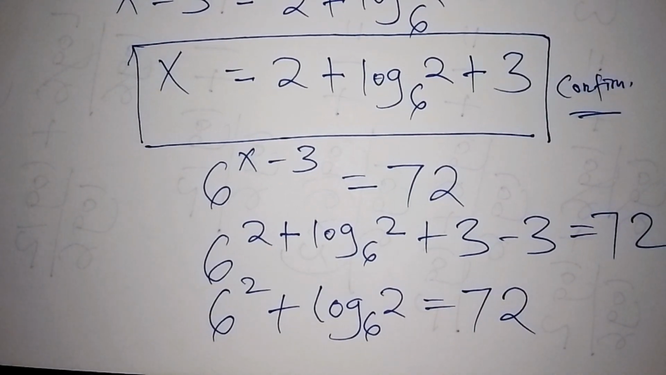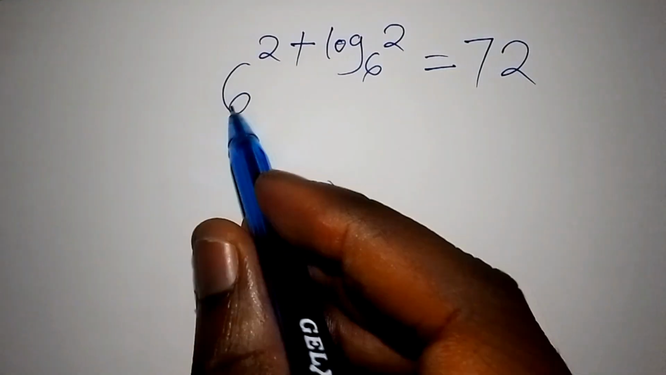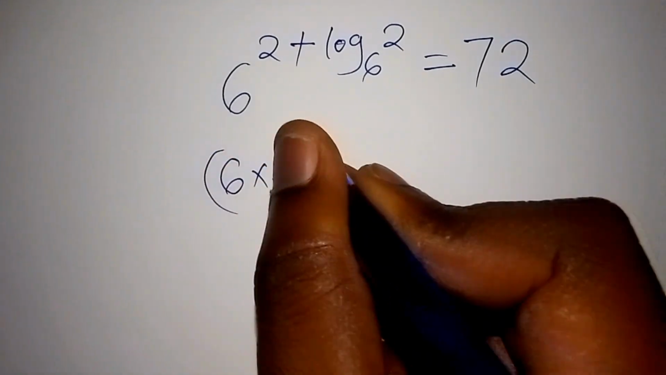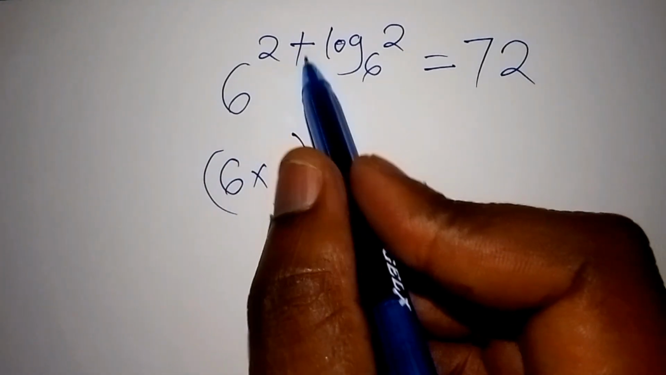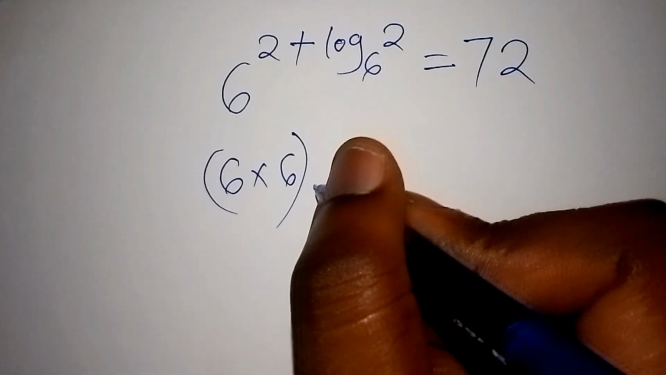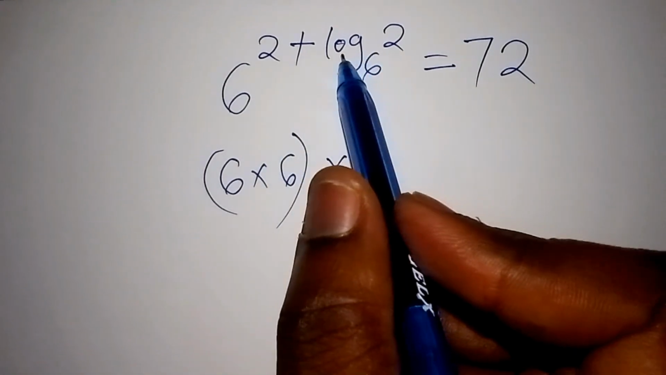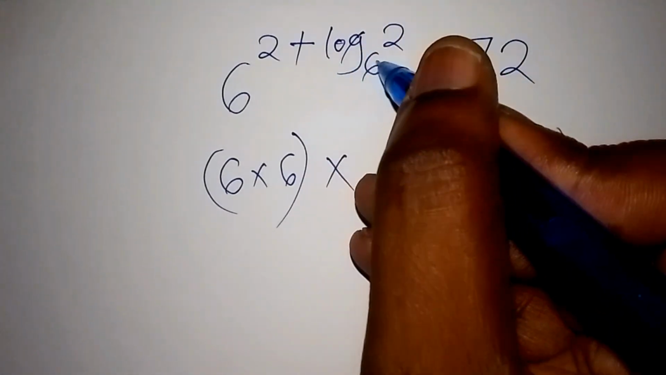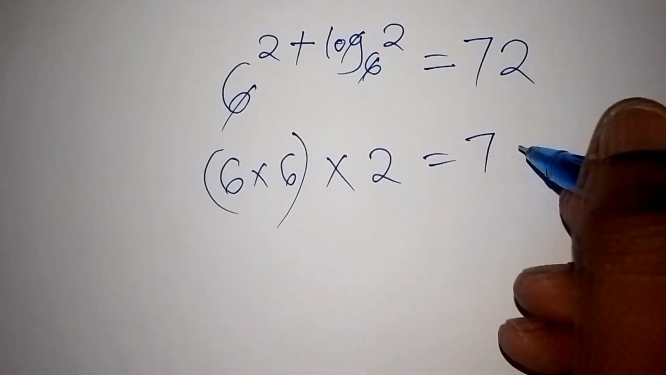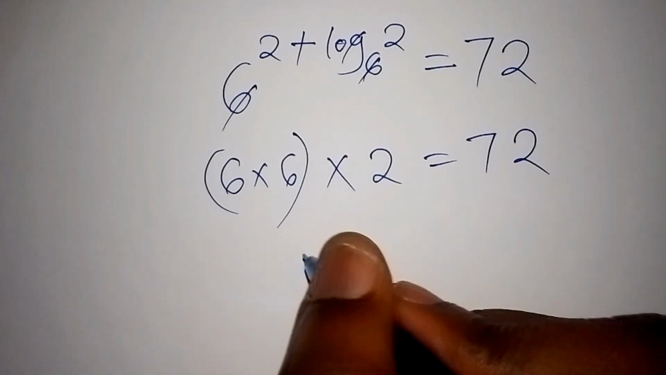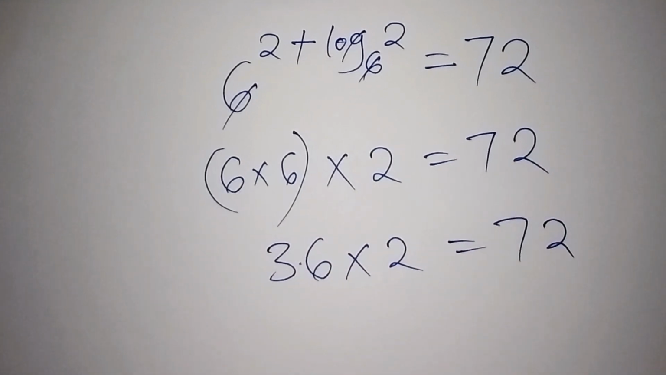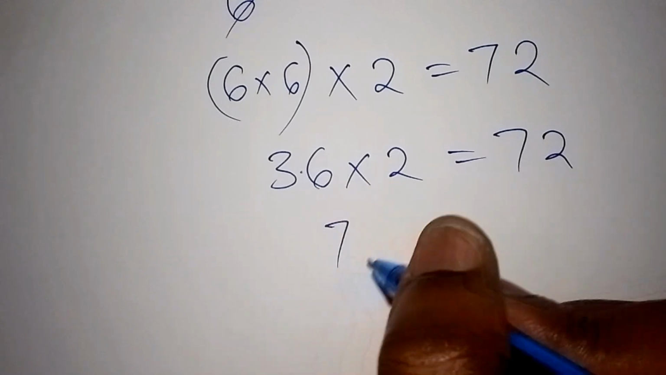Now 6 to the power of 2 is 6 multiplied by 6. Then we shall put it into brackets, and the addition sign shall now change to the multiplication sign. Then the log to the base of 6 shall cancel with this 6, and we shall remain with 2 is equal to 72. So 6 times 6 is 36, multiplied by 2 is 72. So 72 is equal to 72.